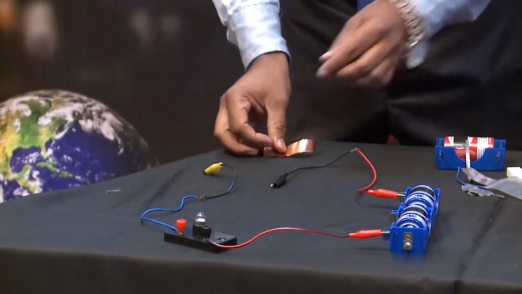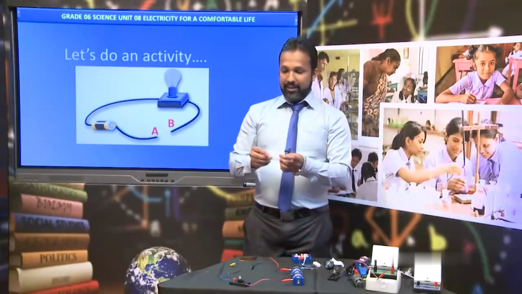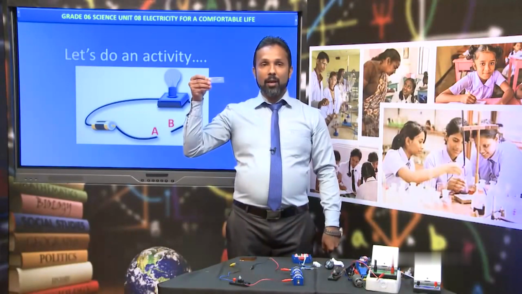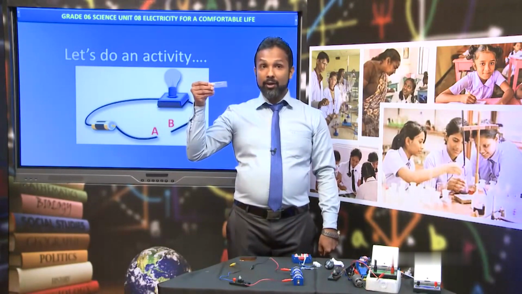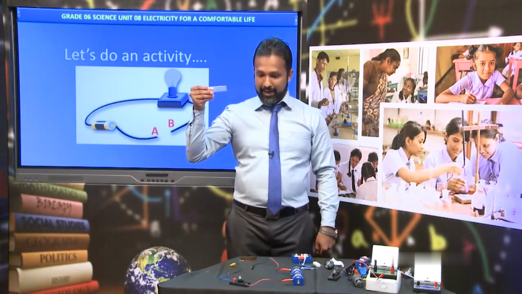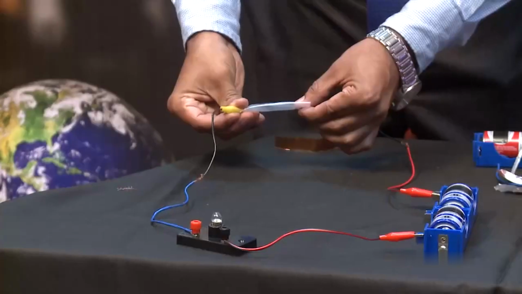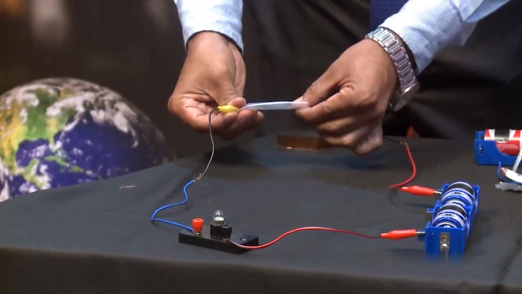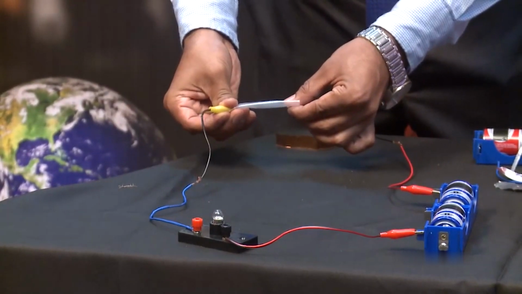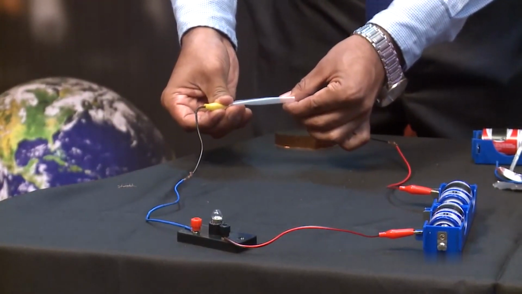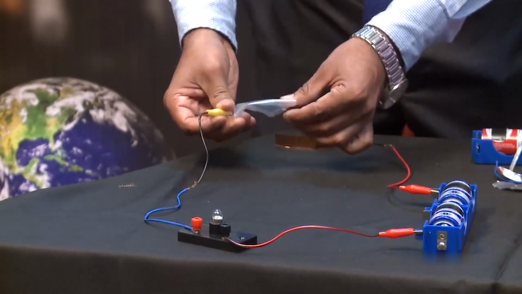Now I am going to keep a piece of polythene here. This is a piece of polythene. I am going to keep this piece of polythene between A and B. What can you observe? Does the bulb glow? No. There is no glow of the bulb. That means current does not flow through the circuit.